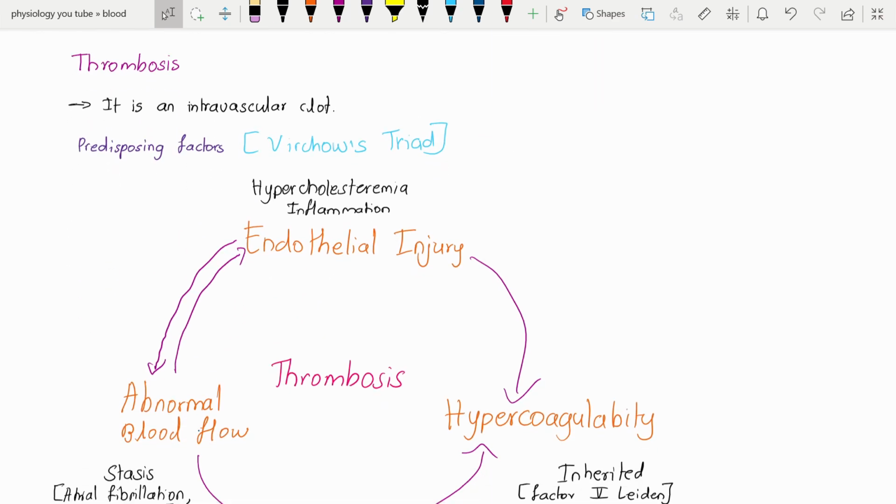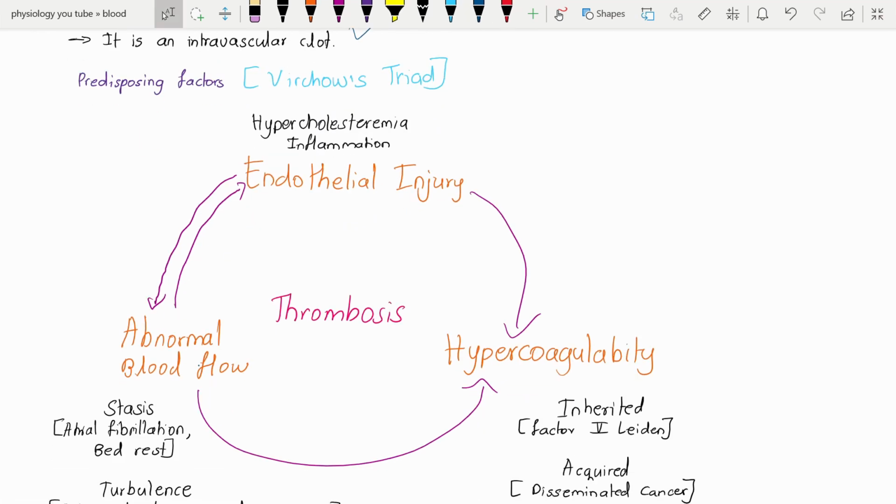Now the next disease, thrombosis. Thrombosis is very simple. It's an intravascular clot. What are the predisposing factors? There are mainly three, and combining them we call it Virchow's triad. The first one is endothelial injury, abnormal blood flow is the second, hypercoagulability is the third one.